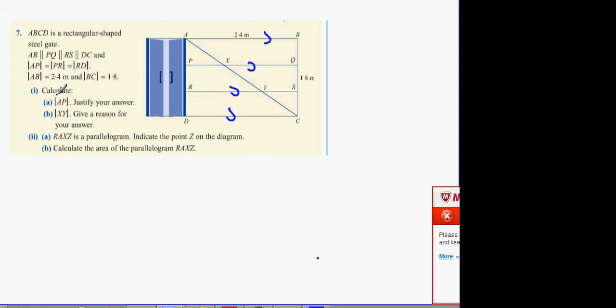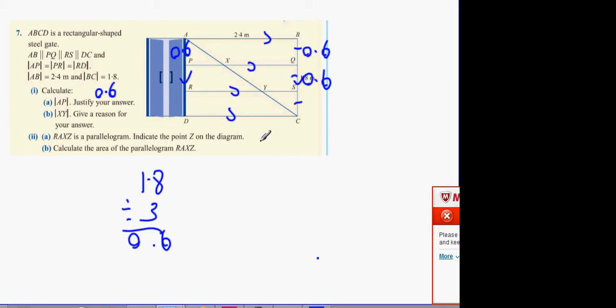It says, calculate AP. Well, AP is the same length as BQ. B to Q is 1/3 of 1.8. So divide 1.8 by 3, and what we get here is 0.6. So each one of these is 0.6 long. And because these are two parallel lines, and we know that AD is parallel to BC, that means AP is also 0.6. Okay? Now guys, the first answer is 0.6.